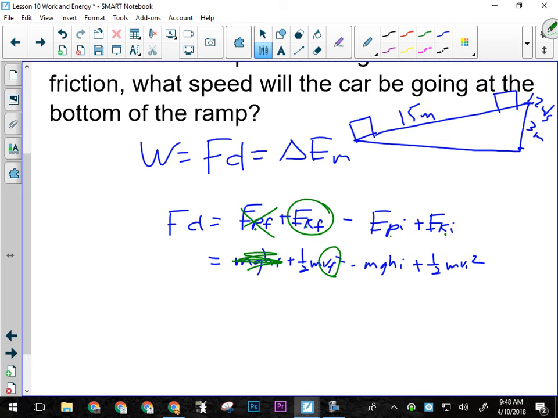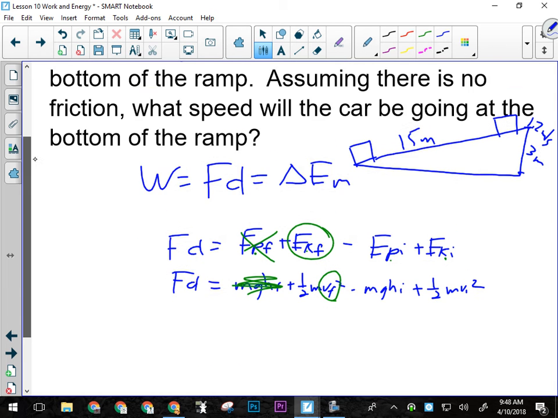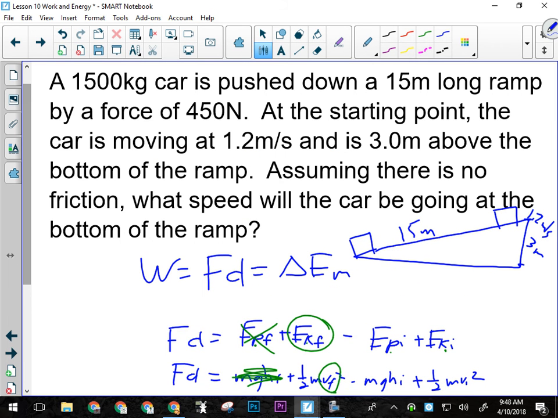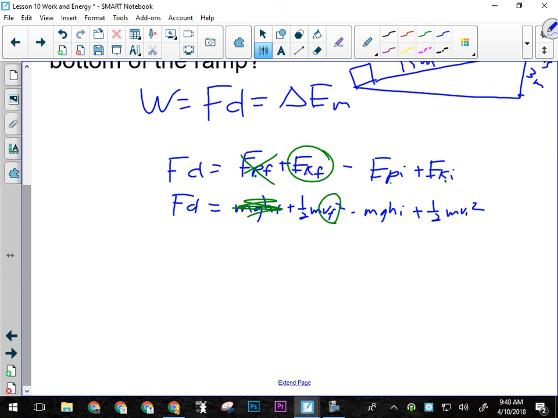All right, so I can eliminate that from my equation, which means I have to move less stuff around. I've got force times distance: the work done by that 450 Newton force over the 15-meter length of the ramp is equal to 1/2 mvf squared minus the initial mechanical energy. So can I take this stuff here and just bring it over to this side? Can I bring the initial mechanical energy over here?